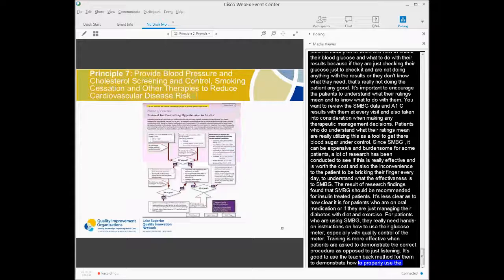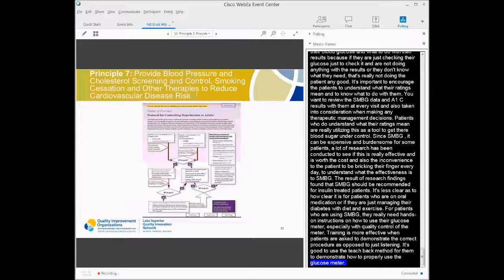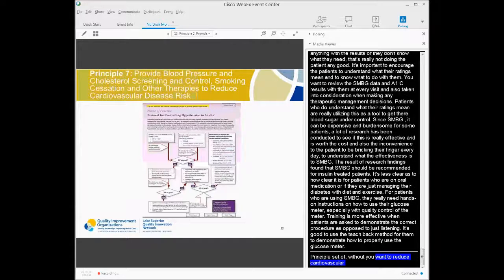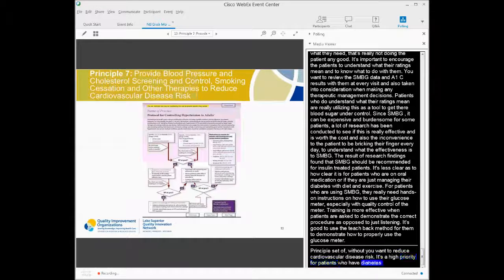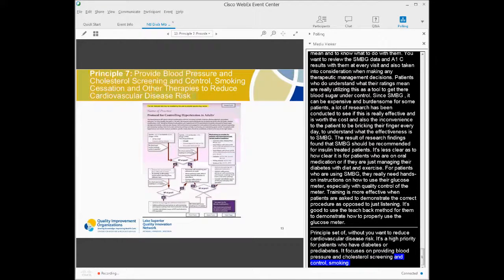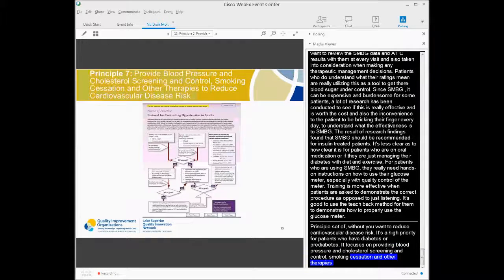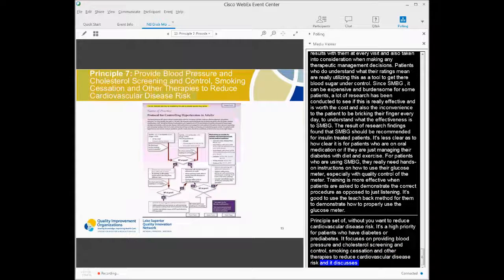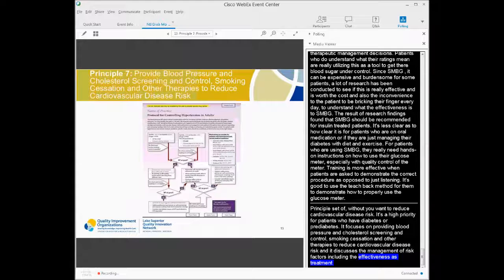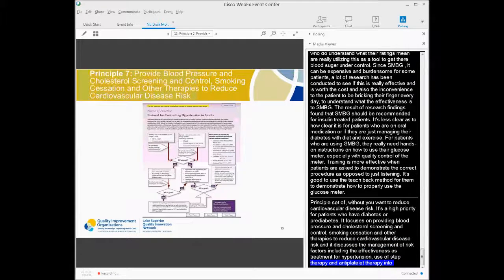And principle 7: reducing cardiovascular disease risk is a really high priority for patients who have diabetes or prediabetes. Principle 7 focuses on providing blood pressure and cholesterol screening and control, smoking cessation, and other therapies to reduce cardiovascular risk. And it also discusses the management of CVD risk factors, including the effectiveness of treatment for hypertension, the use of statin therapy and antiplatelet therapy, and also tobacco cessation. So for this principle, I want to specifically focus on the blood pressure control.